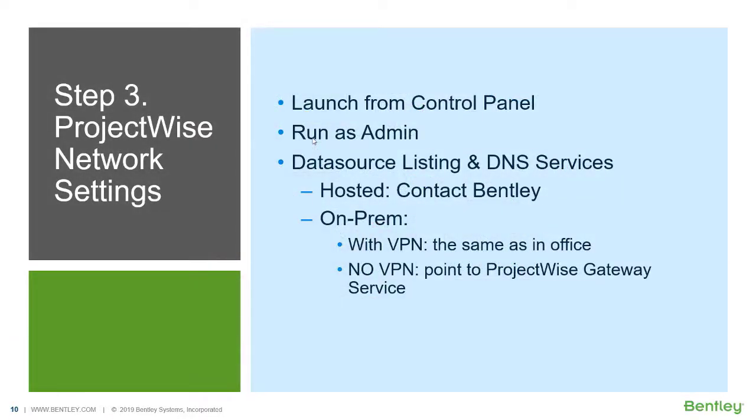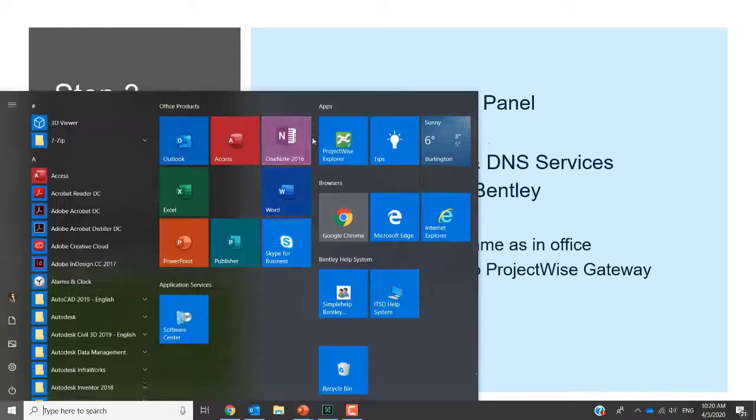All right, so let's move on to the final step. Let's very quickly recap on what we just talked about. Let's say you already installed ProjectWise Explorer on your machine, and you already figured out the ProjectWise Gateway service. It's either on-prem or it's hosted. You already have all the information. So now it's just a matter of configuring ProjectWise network settings.